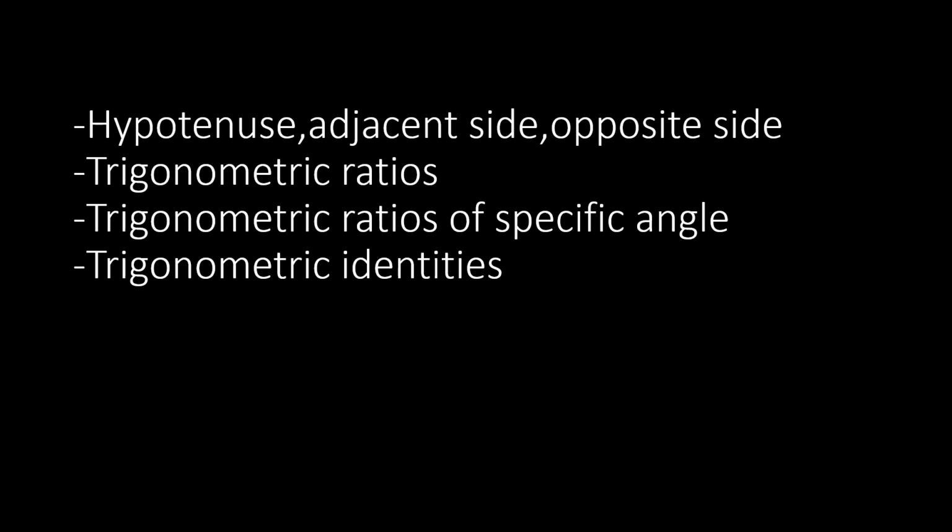So in this chapter we have discussed what is hypotenuse, adjacent side, opposite side. Then we have discussed the trigonometric ratios sine, cos, tan, cosec, sec and cot. Then we discussed the trigonometric ratios of specific angles, like 0 degree, 30 degree, 45 degree, 60 degree and 90 degree. Then we discussed the trigonometric identities: cos square x plus sin square x equal to 1, 1 plus tan square x equal to sec square x, cot square x plus 1 equal to cosec square x.